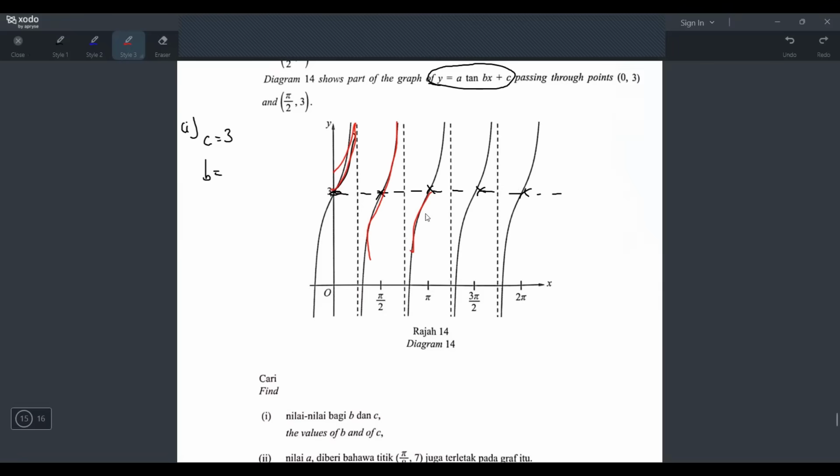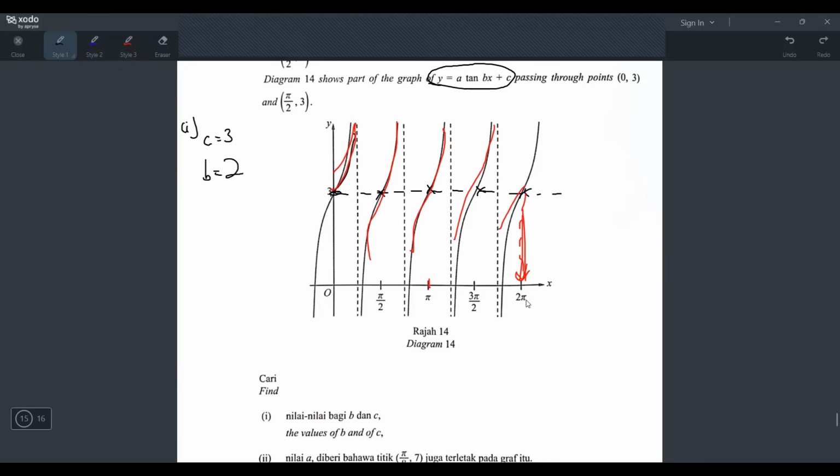Okay. But one tangent graph ends at 180. And then there's another tangent graph until 360. You have to look until 360. It means the B is 2. Yeah, the B must be 2 because B is the number of cycles in 360 degrees.